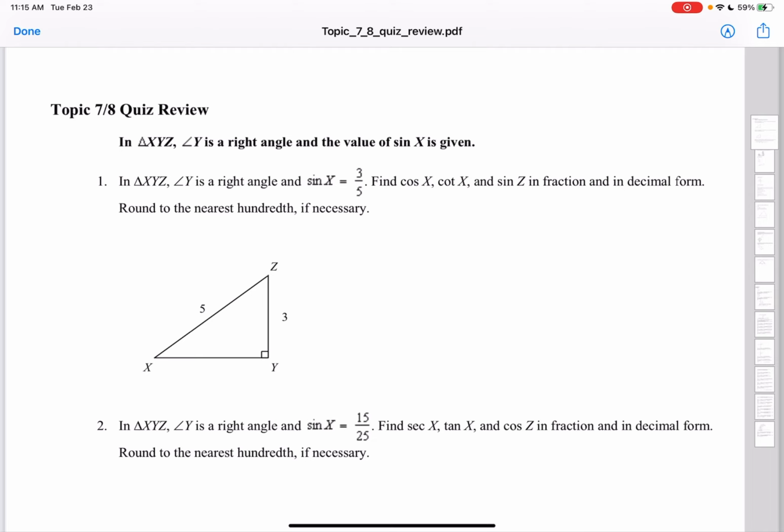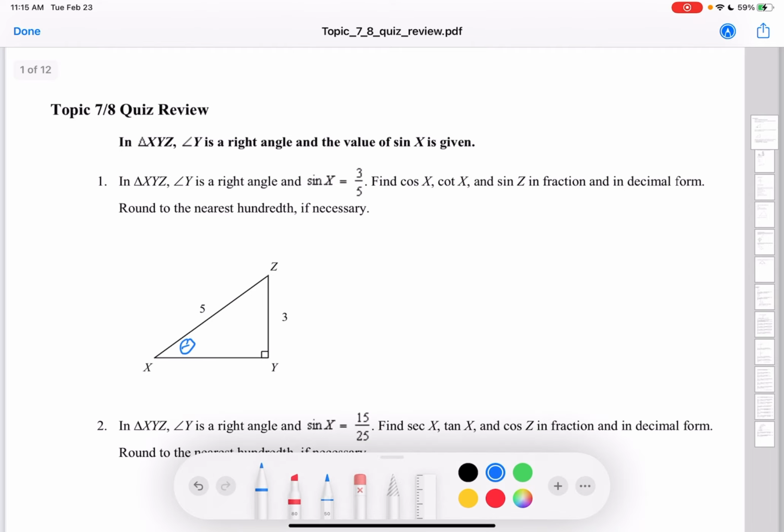So our sine of x, so this is our theta. Down here means we know those two pieces, since we have to write the cosine and the tangent, and then the sine of z, we need to know the length of side xy, so we're going to use the Pythagorean theorem. So Pythagorean theorem would be 3 squared plus, we'll call it x, 3 squared plus x squared equals 5 squared. So x squared equals 16. So the length of that side is 4.